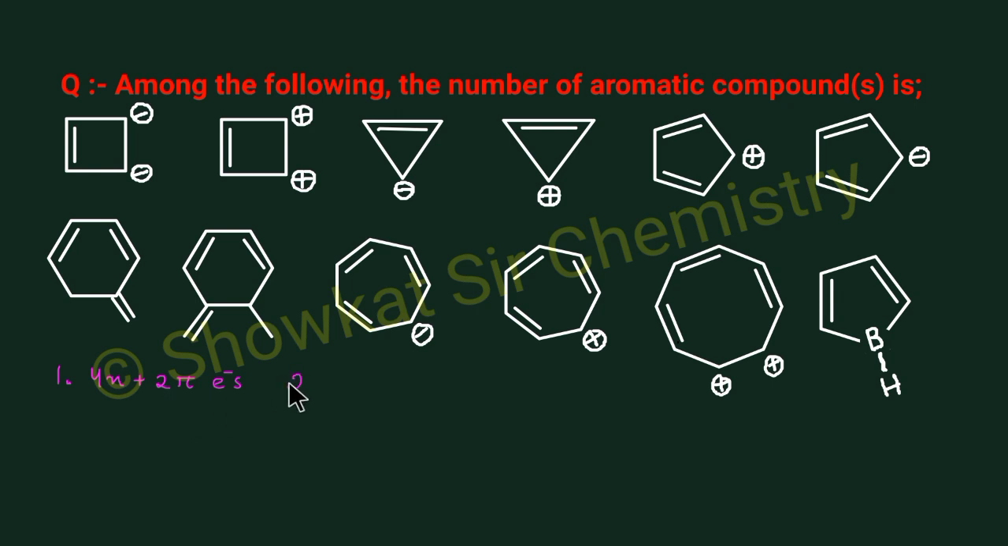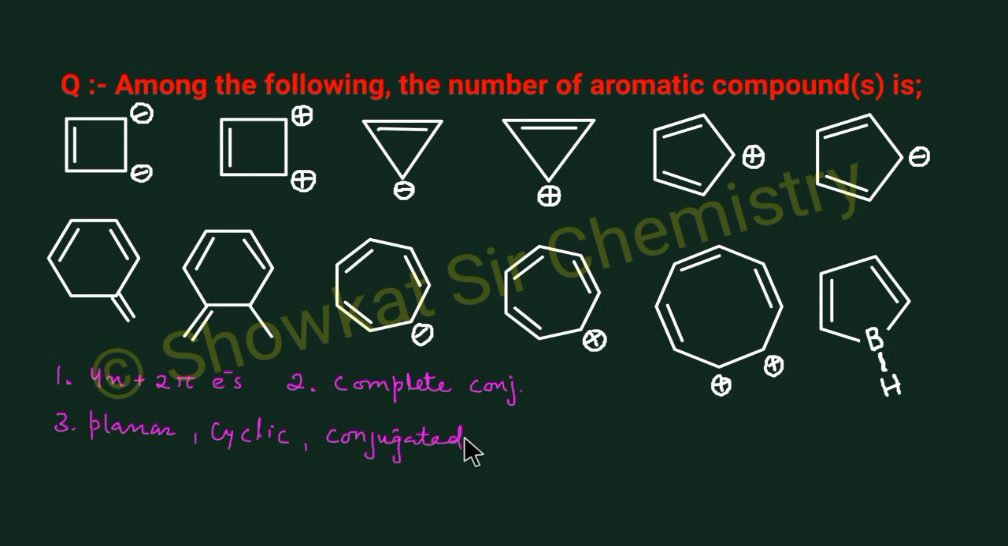The next very important condition is that there should be complete conjugation. Complete conjugation is possible only if we have a planar, cyclic and conjugated system, right? Then we can have the complete conjugation.